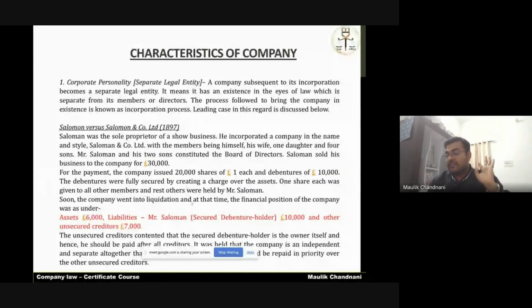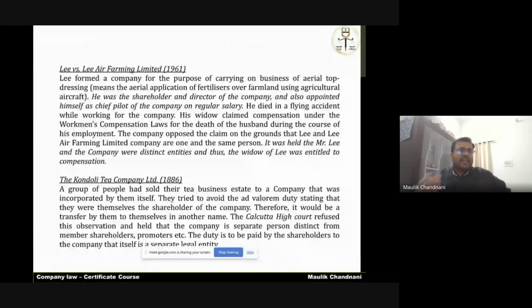Now, another case of Lee and Lee Air Farming in 1961 established another set of facts. In this particular case, Mr. Lee was the director. This was a company which had the business of flying airplanes, that is helicopters, above agricultural land to spread agricultural fertilizers from the top.